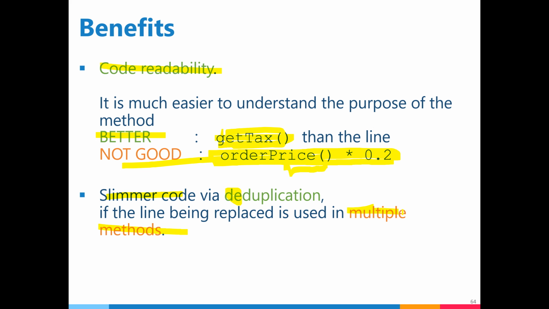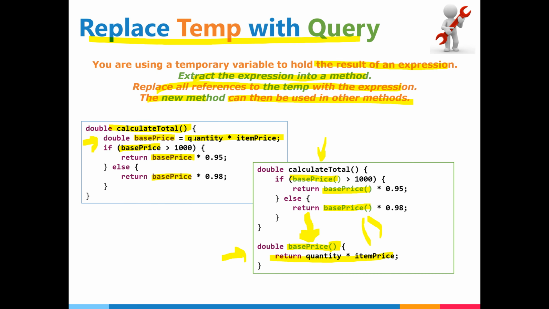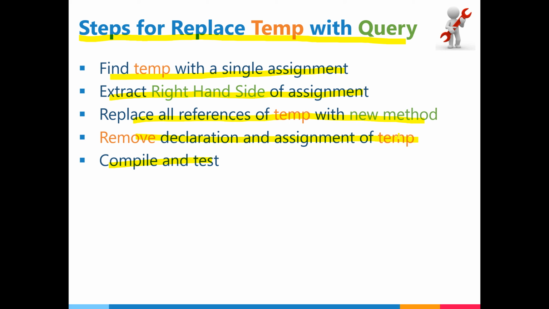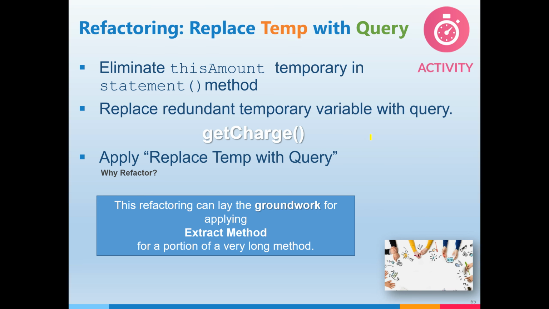And similarly, we get code deduplication if the line being replaced is used in multiple methods. Currently the examples we gave are not used in many places, but now we will be deduplicating the code. Of course, don't worry about performance for now. Its code is innocent. Okay, let's try to do this one together.